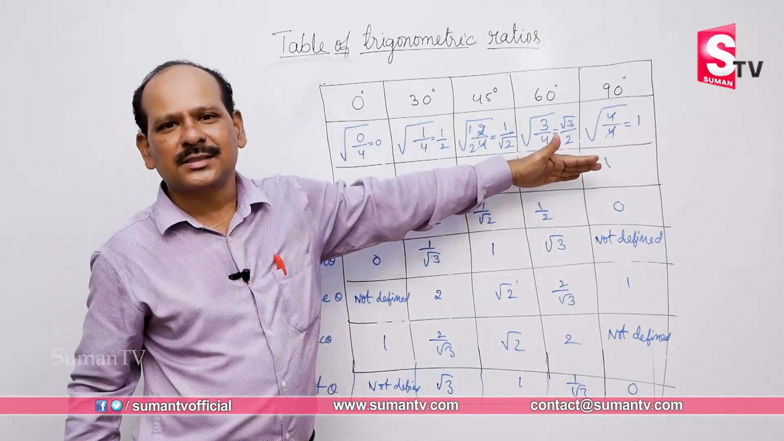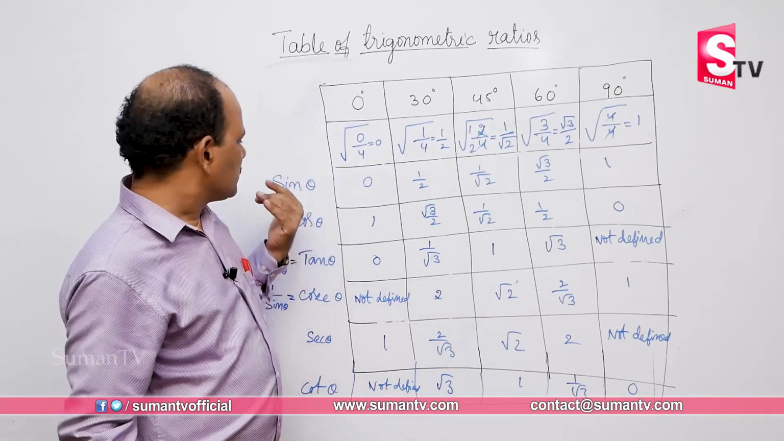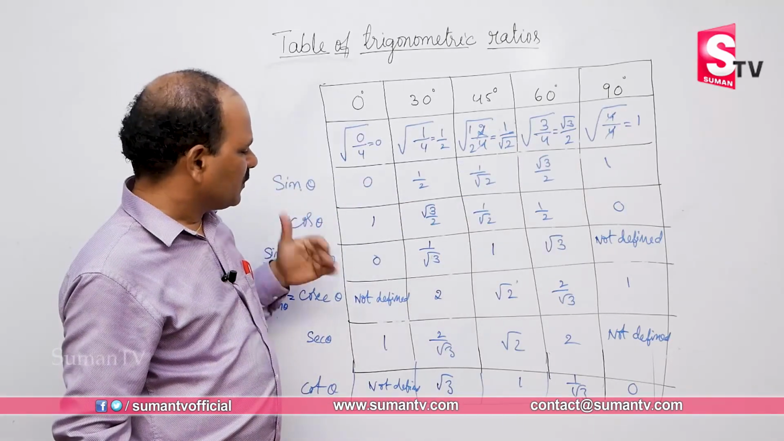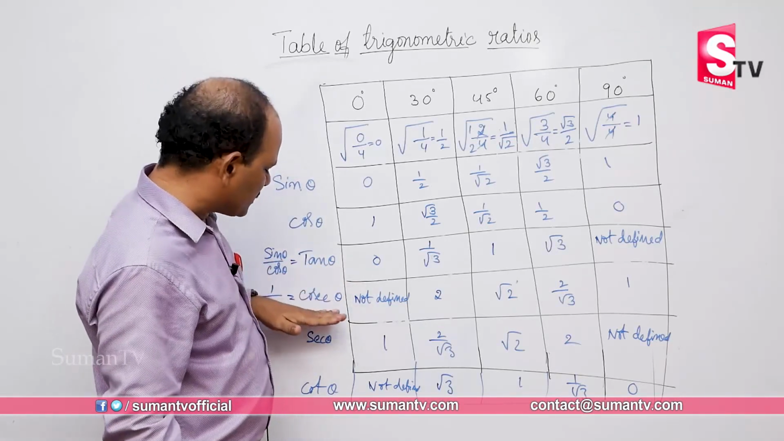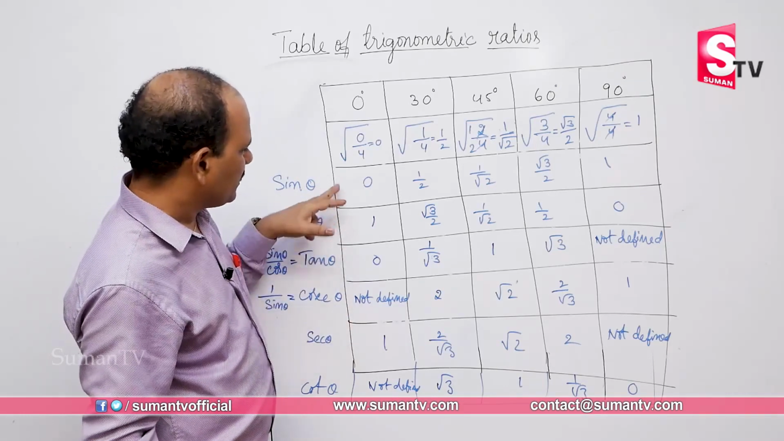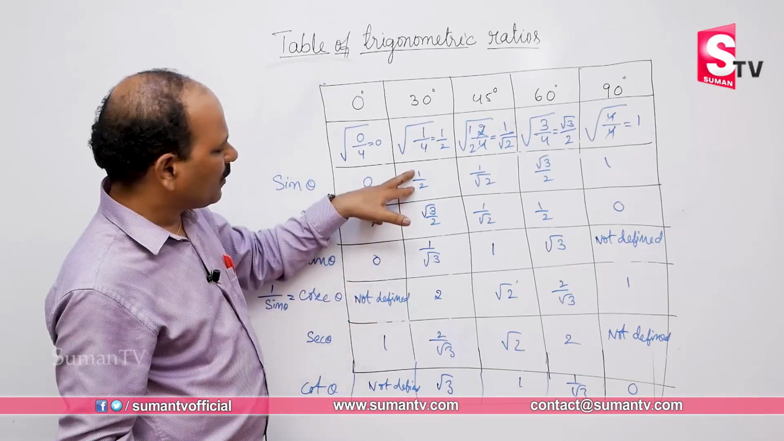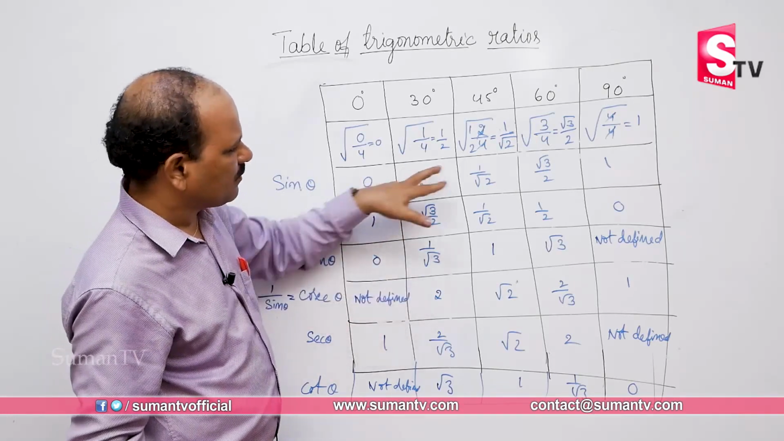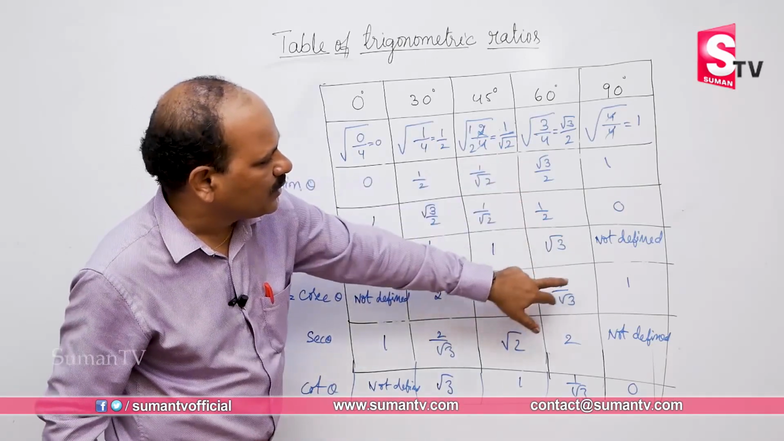If you write all the sine values in reverse order, you will get the cos theta. Sin theta by cos theta, you will get the tan values. Once you got the tan values, next is cosecant. Cosecant is reverse of sin theta. 0, inverse of 0 is not defined. 1 by 2 is 2. 1 by root 2 is root 2. Root 3 by 2, 2 by root 3, and 1.